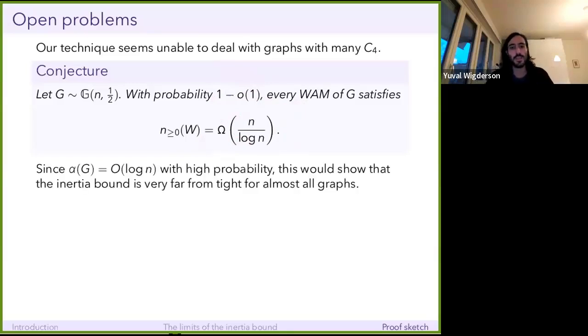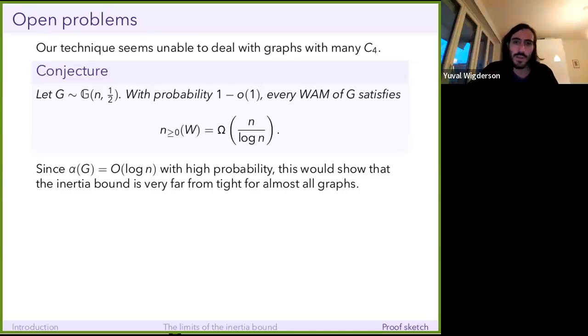And the point of this is that it's well known that the independence number of a random graph is only log n, or 2 log n, with very high probability. So if you could prove this conjecture, or even something much weaker, that would show you that for almost every graph, the inertia bound is extremely far from tight. The truth is like log n, and the inertia bound can only prove something huge, like n over log n.